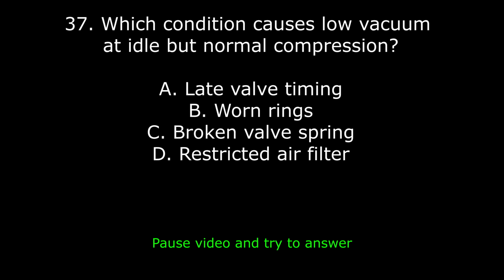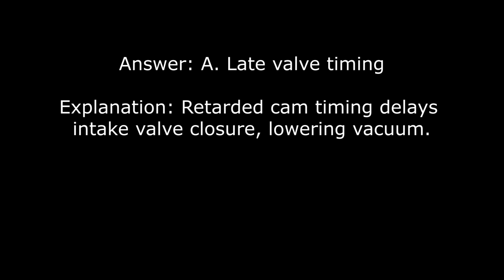37. Which condition causes low vacuum at idle but normal compression? A. Late valve timing, B. Worn rings, C. Broken valve spring, D. Restricted air filter. Answer: A. Late valve timing. Explanation: retarded cam timing delays intake valve closure, lowering vacuum.